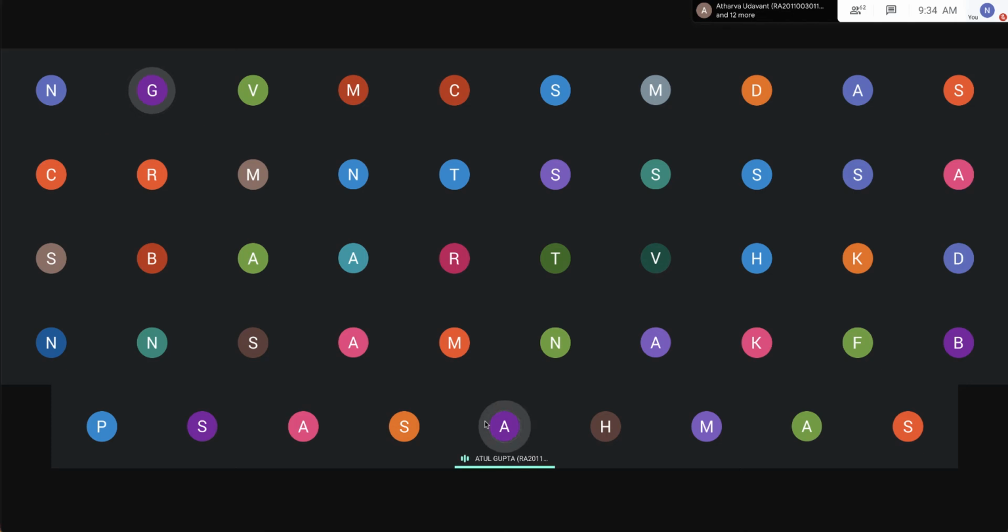There are two forms of MOSFET. Ma'am, the screen is not visible. Huh? Screen is not visible. Okay.